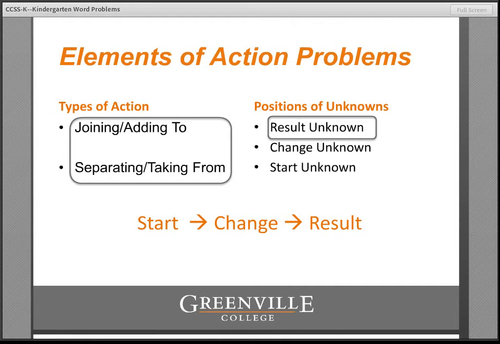You have a starting quantity, then there's some kind of a change. That change is characterized by an action as well. That change either involves something being added to that starting set or something being removed from that starting set. And then as a result of that change, you now have a new end product. And so that's your end result.